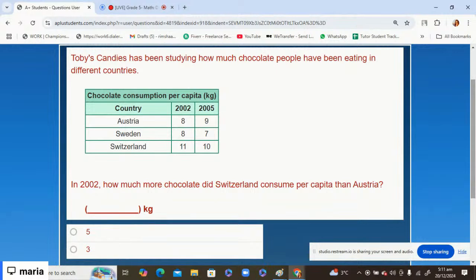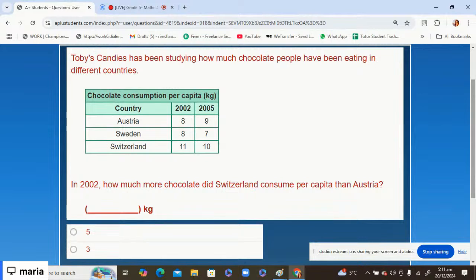In 2002 it's 8, 8, and 11. In 2005 this is 9, 7, and 10. So in 2002 you are interested in that column. How much more chocolate did Switzerland consume per capita than Austria? Okay, Switzerland we are interested in, and Austria. And we are interested in 2002.